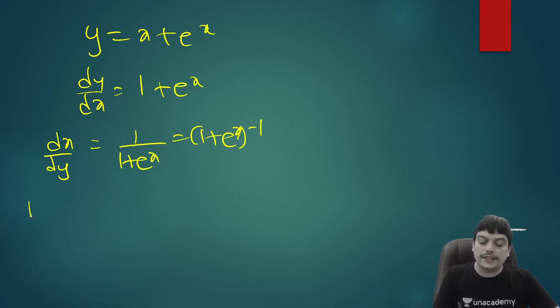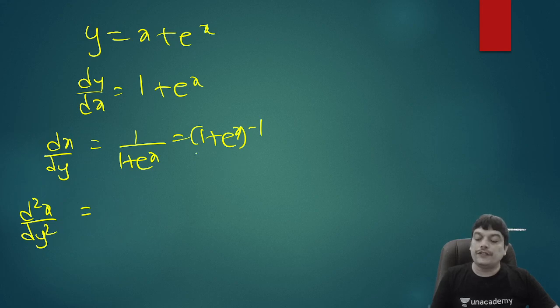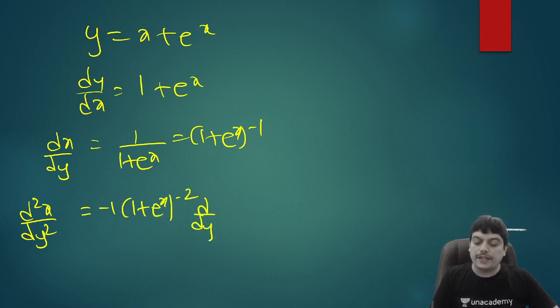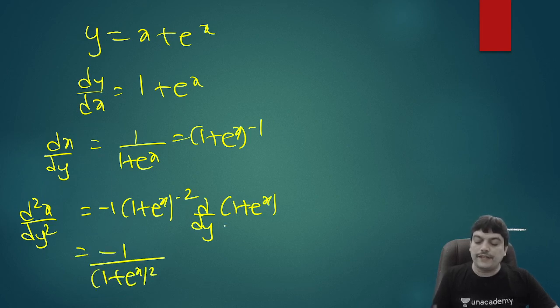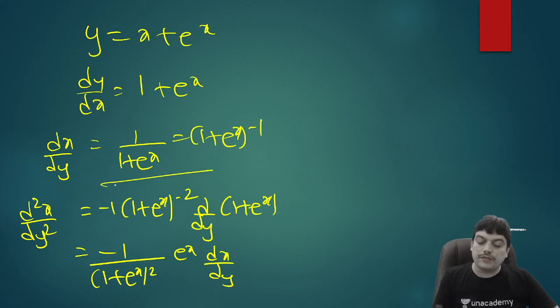Now, in order to find d square x by dy square, you differentiate this again with reference to y. So when you differentiate this with reference to y, first you write the x power n derivative formula, n into f of x power n minus 1, that is minus 2, into d by dy of 1 plus e power x. So that will give you minus 1 by 1 plus e power x whole square. And derivative of 1 is 0, derivative of e power x will be e power x into dx by dy. For dx by dy, you can put this value.